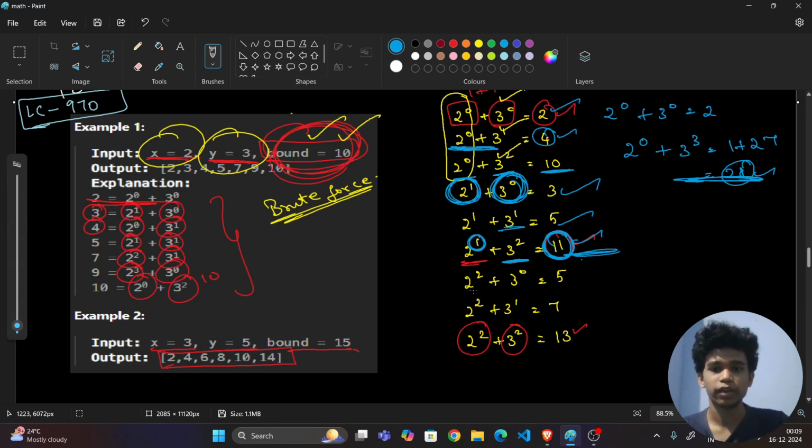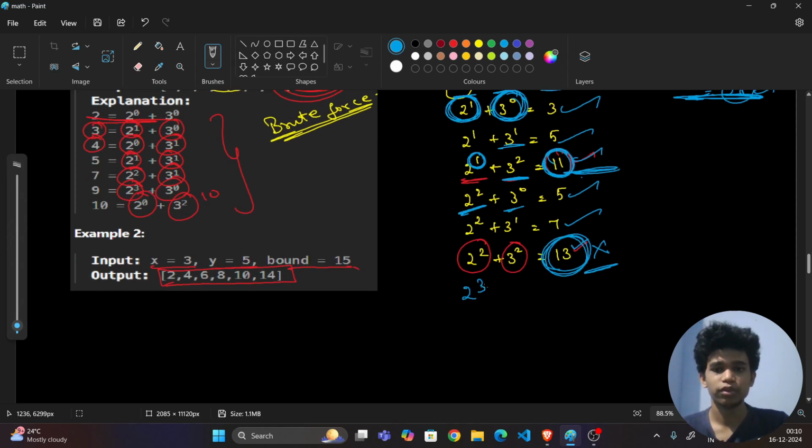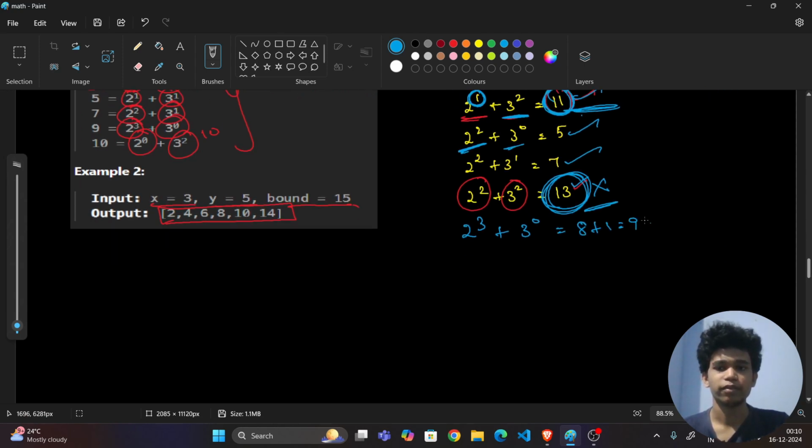If I change here to 2, then the answers I can get are 2 power 2 plus 3 power 0, which is equal to 5. Valid. Then 7, valid. Then 2 square plus 3 square is 13. Is 13 valid? No, it is not valid. So stop here and change to 2 cube. 2 cube plus 3 power 0 is 8 plus 1, equal to 9. Can we take this 9? Yes, we can take it.